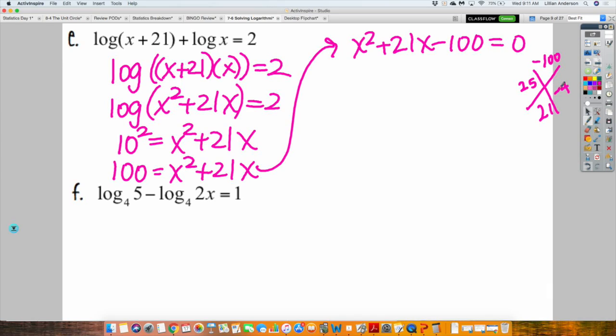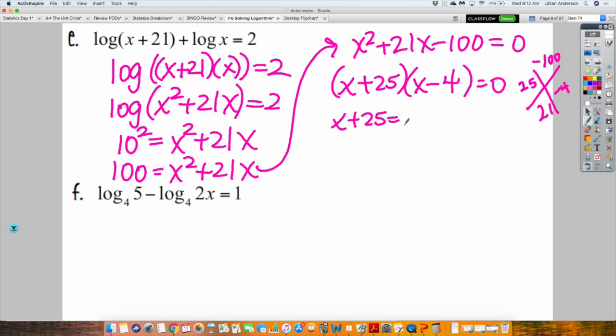All right, let's slow down a little bit. I feel like we're going kind of fast. I want to make sure everyone's still up with me. This turns into x plus 25 and x minus 4. What do I do from here? So x plus 25 equals 0. X minus 4 equals 0.